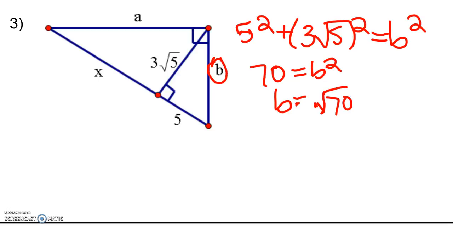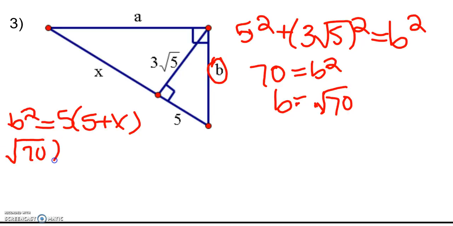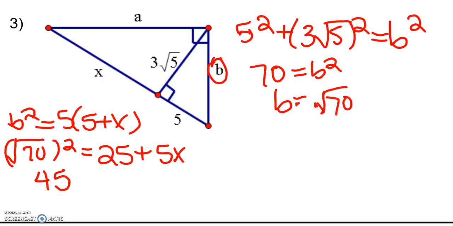Okay, so then we're going to use that, and we're going to solve for x next. So we're going to do b squared equals 5 times 5 plus x. So we substitute in our b. So we have square root of 70 squared equals 25 plus 5x, which we can simplify to 45 equals 5x. So then we know x equals 9.